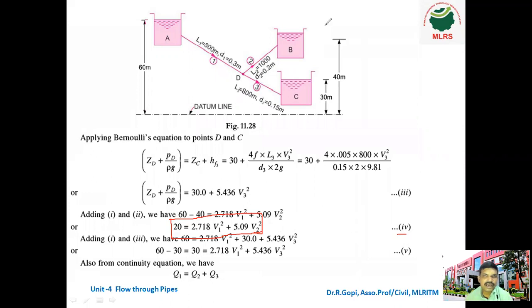Same way, now again I am adding equation 1 and 3. From equation 1 and 3, I got 30 equal to 2.718 V1 square plus 5.436 V3 square. This is equation number 5. So I just added equation 1 and 2, and equation 1 and 3. Now, as per the continuity equation, Q1 equal to Q2 plus Q3.